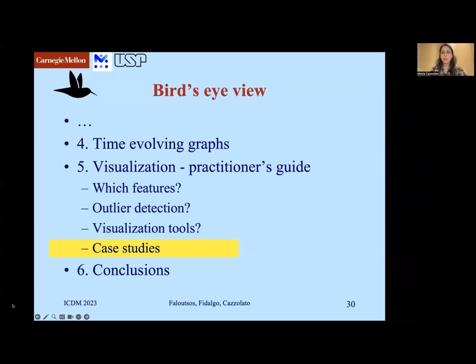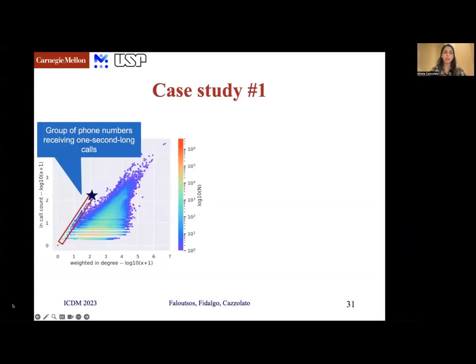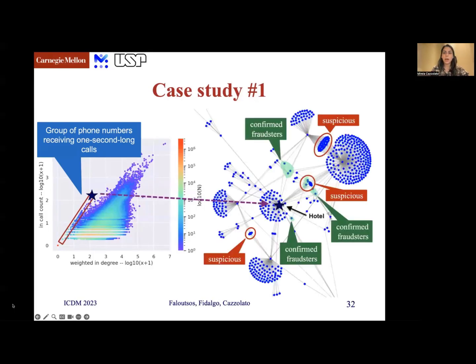So let's see 2 examples of case studies that we have seen in previous analysis using our tools. In the first case study, we have a group of phone numbers receiving 1 second long calls. And in this case, we are checking the incoming calls related to the call durations and also the number of calls. So this is very suspicious. And after further inspection, we selected this black star from the set of numbers operating in a suspicious manner here. And the black star is a hotel, as we can see on the right here.